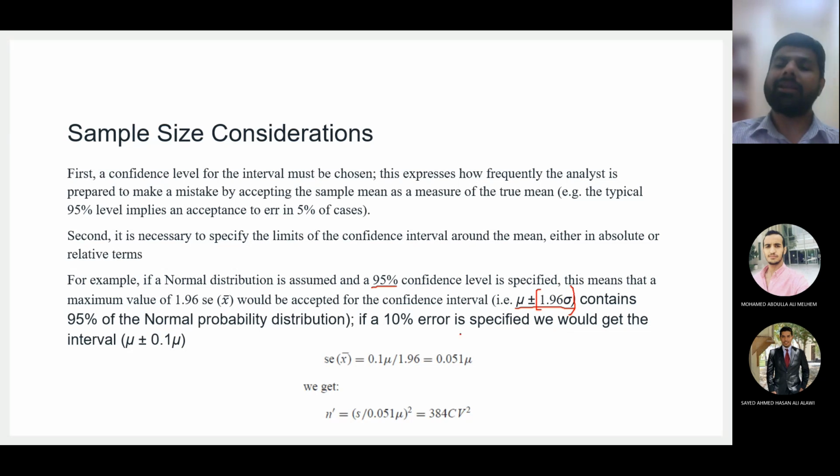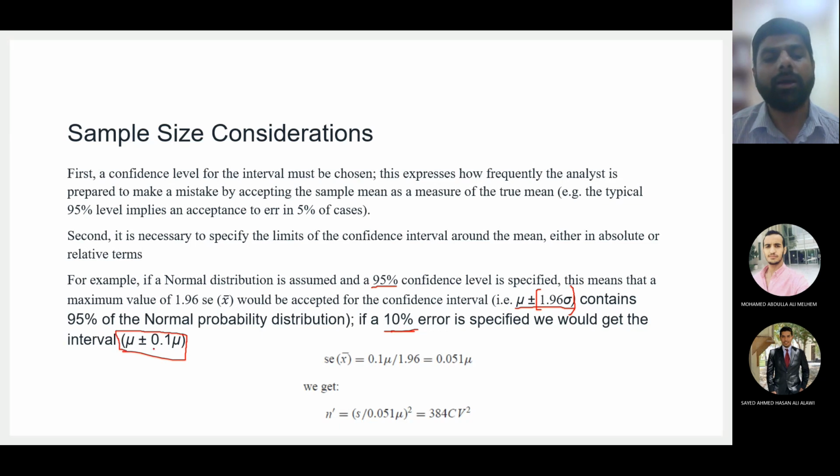Now the client says that I'm willing to accept 10% error. So for a 95% confidence interval, I should go 1.96 sigma forward and backward, and according to the client, this 1.96 sigma should not be more than 10% of the values. This is according to the central limit theorem, and this is according to the client. The client is saying that from the real mean, I can go plus or minus 0.1 forward and backward.